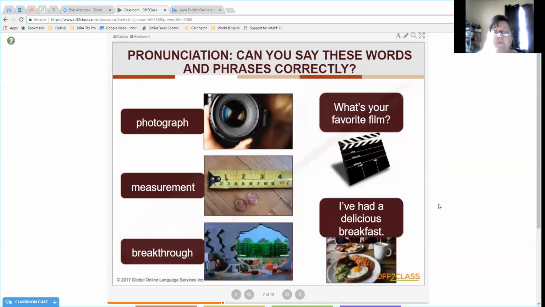Okay. All right. Can you say these words and phrases correctly? Let's start with photograph.